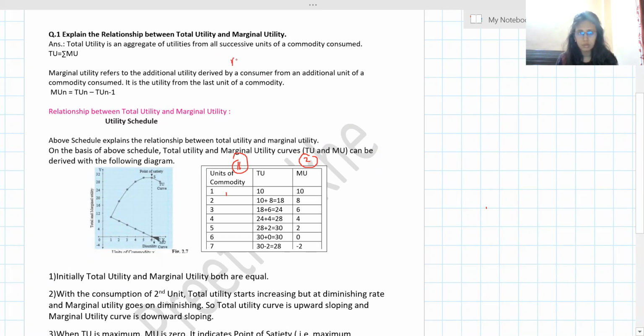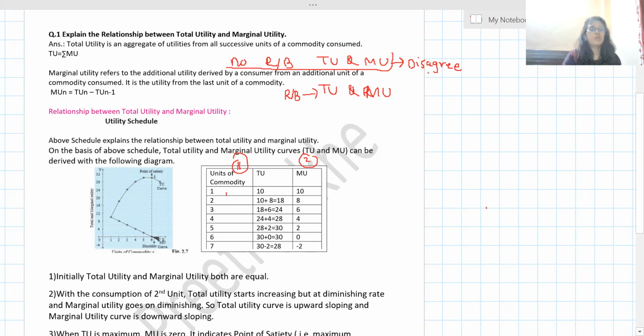If they say there is no relationship between TU and MU, then remember your answer should be disagree with the statement, because there is a relationship between TU and MU. And if they say there is no relationship, then you will say disagree. So there are chances that this question may be asked in do you agree. I hope you have understood.